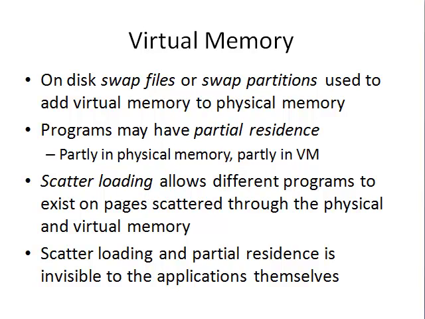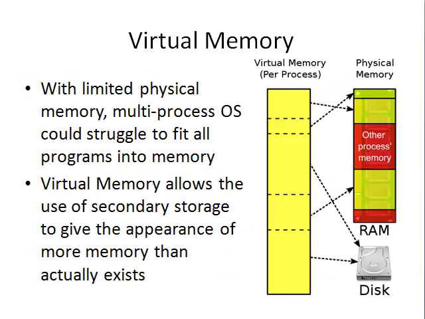Programs can have partial residence, so a program might be partly in physical memory and partly in the virtual memory, stored on the disk. And scatter loading means that different programs can exist on different pages scattered throughout the physical and virtual memory. They don't have to be loaded in order. And this scatter loading and partial residence is typically invisible to the applications themselves. So the applications and people who develop the applications don't need to be aware of this. This is something that can be managed by the operating system.